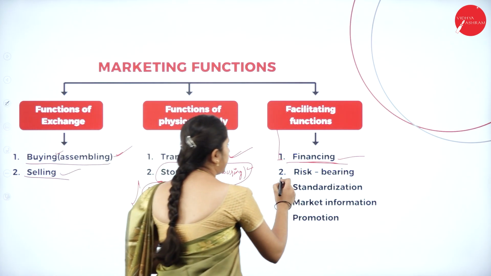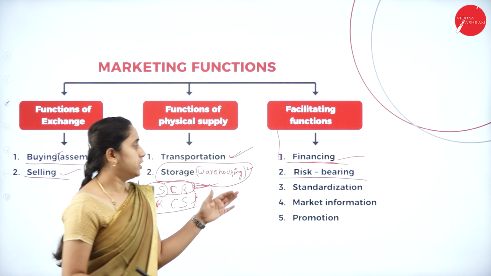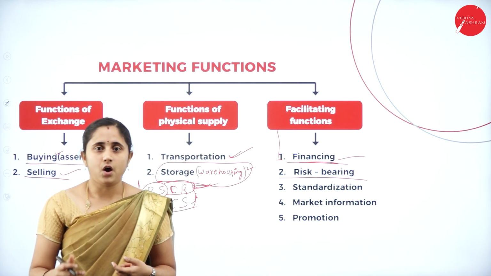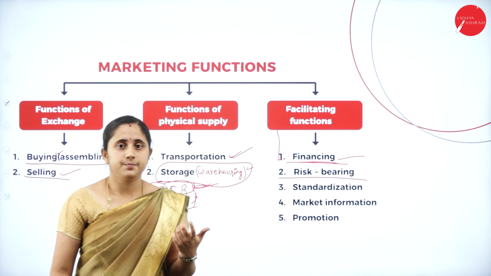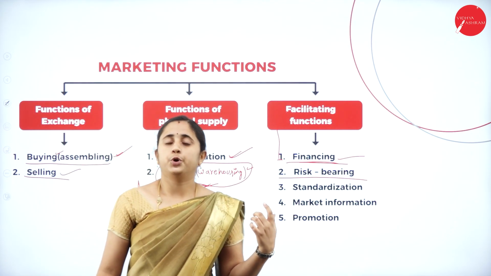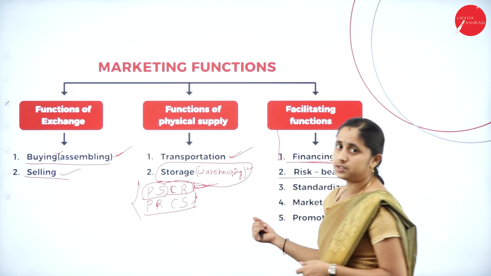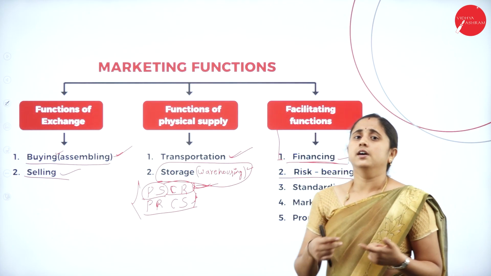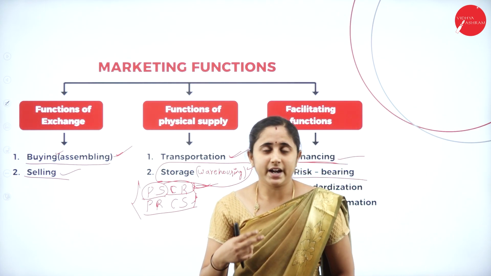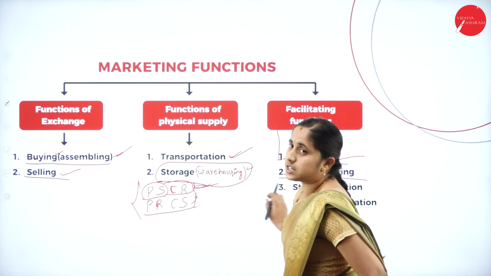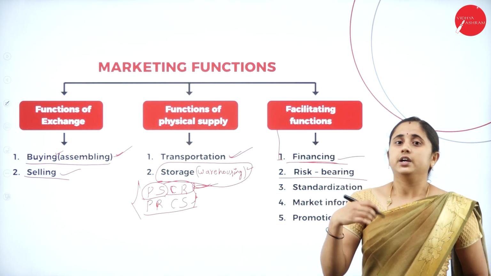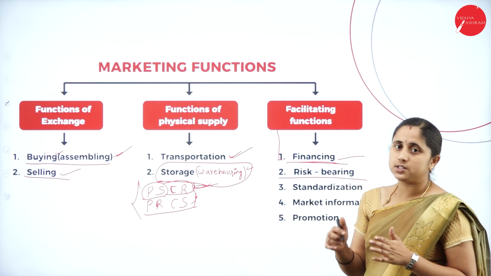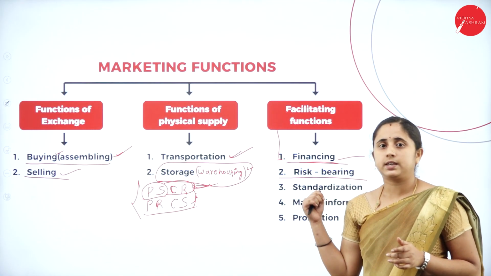Next, risk bearing. When you are producing some product, you need to be ready to face risk, or it may be an uncertain risk. For example, when you produce your goods and store them in a warehouse, they may be destroyed by fire or there may be theft. You need to be ready to face all these risks. These risks are insurable, or these risks can be avoided by insurance. You can claim your insurance and the risk can be reduced.